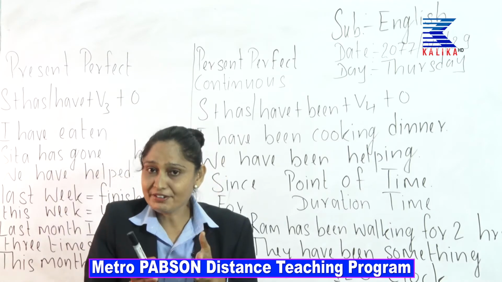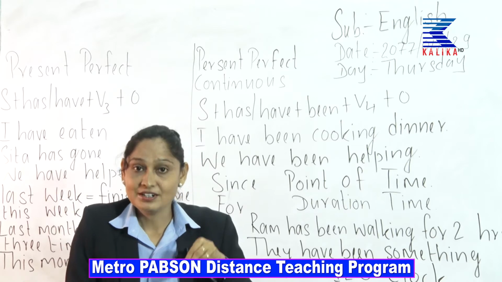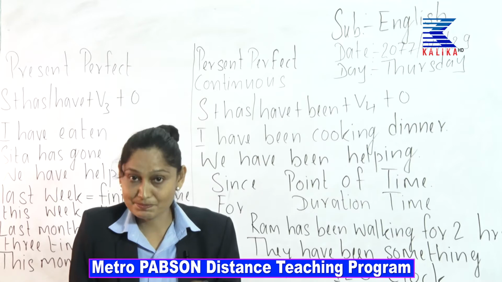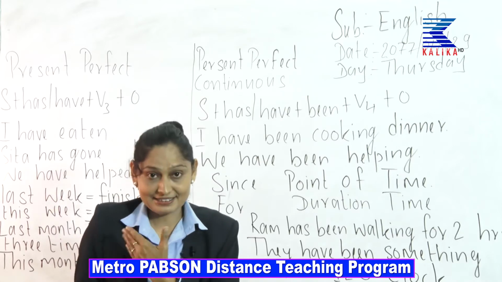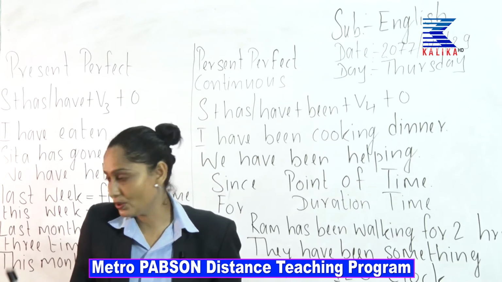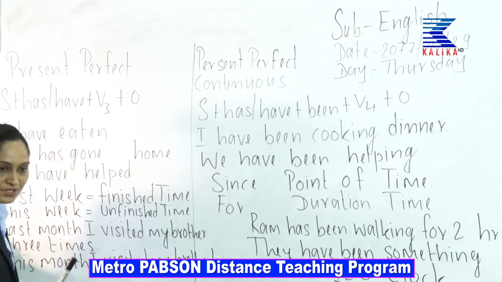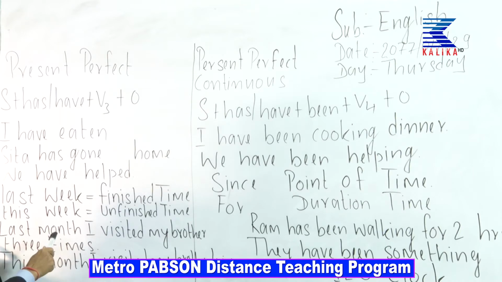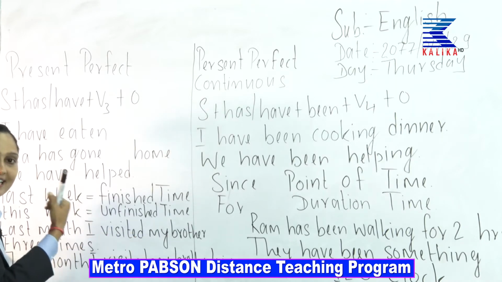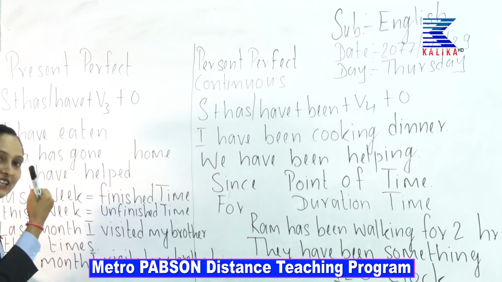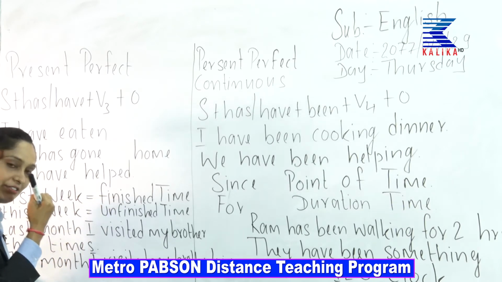Whatever we have finished for the moment, while speaking, is called present perfect. Now listen carefully and look at the board. Last week is a finished term, children. This week is an unfinished term. So, last month I visited my brother. Last month, last year, last week, that is finished, that verb is finished.